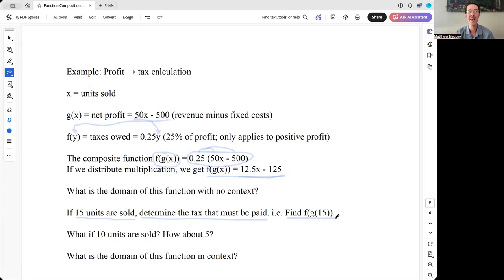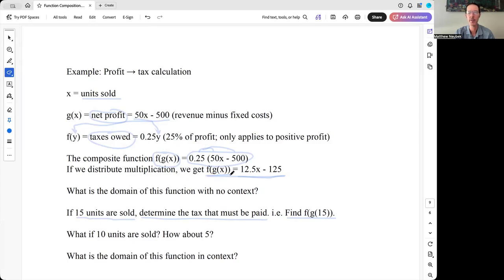Now, someone else, tell me 62.5 what? Pounds? Is it feet? Is it miles? It's dollars. That's right. We've been talking about dollars because we're talking about profit and selling things. So $62.50 is the what? Is it the number of units that we sold? Is it our profit that's $62.50, or is it the amount of taxes that we owed? Yeah, that's right. It's the amount of taxes that we owed.